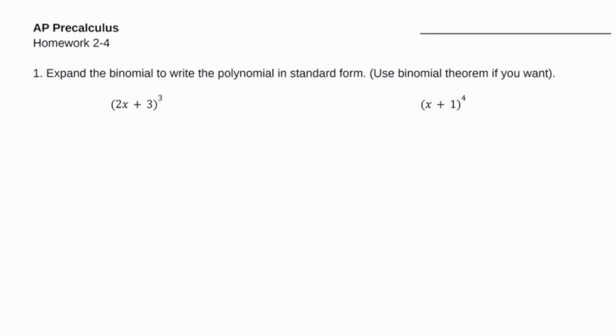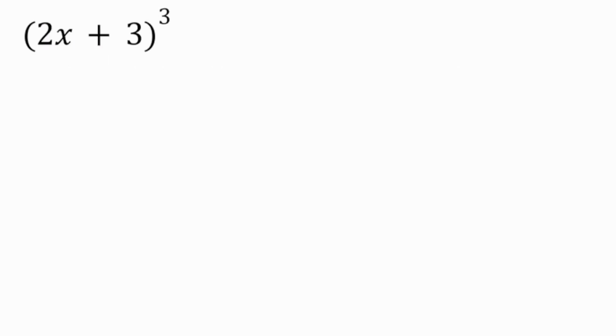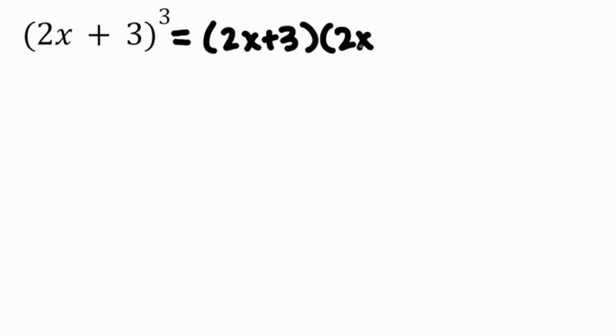Now, I'm going to use the binomial theorem on all of these where it's applicable. But I'm also going to do it by just multiplying it out the way that I expect most of the people in my class are going to approach these third, fourth power situations. But I will show you the binomial theorem way as well if you're interested. So the first one is 2x plus 3 cubed. And so I'm just going to write this out as 2x plus 3 multiplied by itself 3 times.